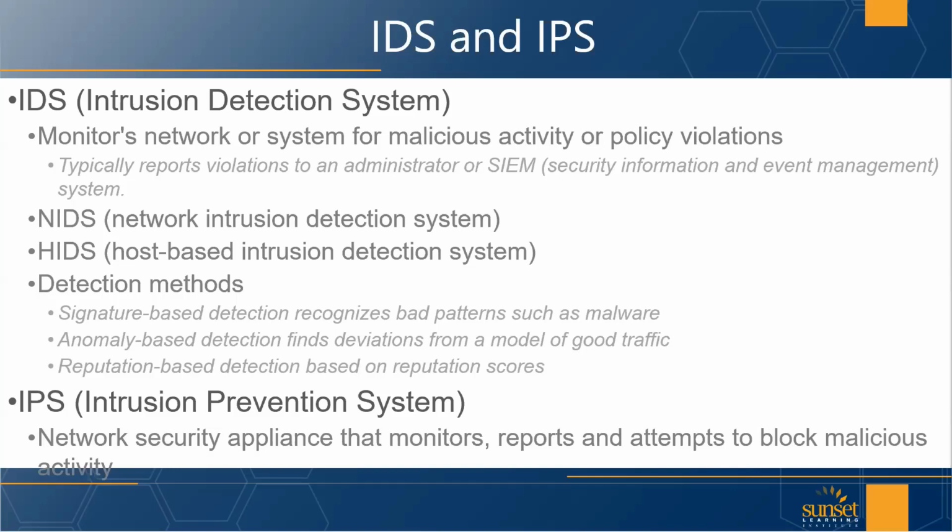It can look at signatures to find a bad pattern, such as malware, or anomalies in traffic. Again, maybe we have a certain amount of traffic flow from certain hosts, and then all of a sudden that traffic flow doubles. It can find those anomalies and help us look at it. And we can have reputation-based detection based on reputation scores. We'll talk about that again in Talos, but we can have critical risk levels, and we can have sites that are deemed risky. But the problem with an intrusion detection system is it's just going to detect and report.